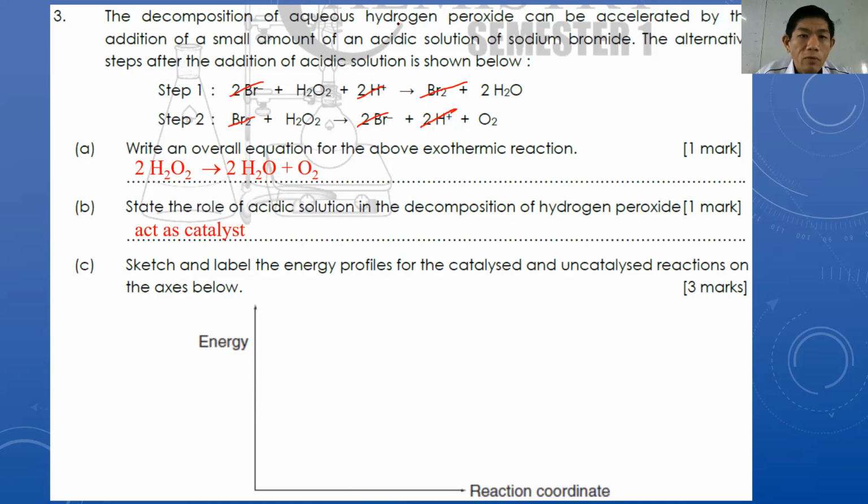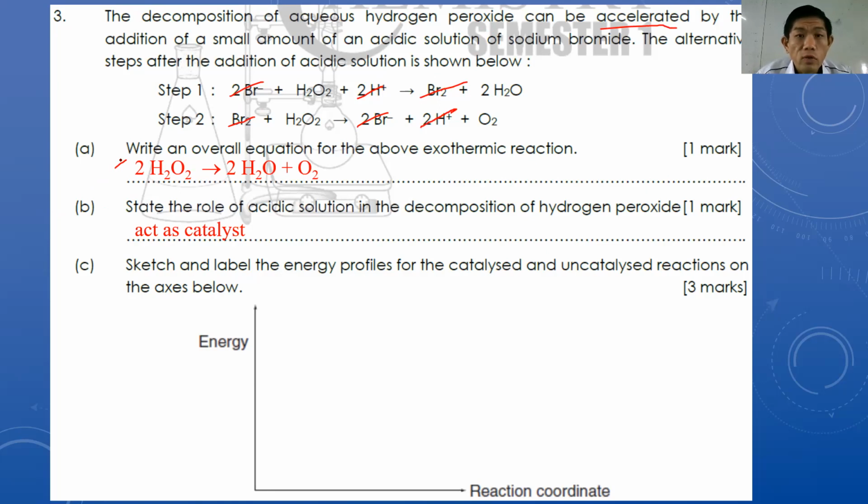So how to determine which one is a catalyzed, which one is an uncatalyzed reaction? The question already says that the equation can be accelerated by the addition of a small amount of acidic solution. In another word, this step 1 and step 2 are catalyzed reaction, whereas this one, the answer in A, is uncatalyzed reaction. If you look carefully, catalyzed reactions are made by 2 steps, whereas uncatalyzed reactions are single-step reactions.